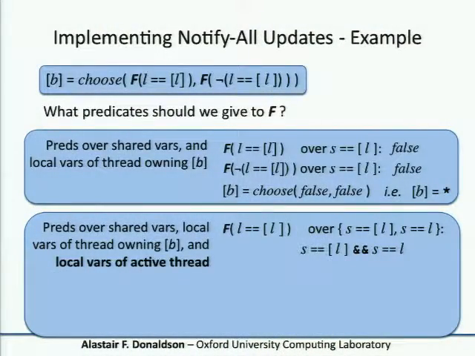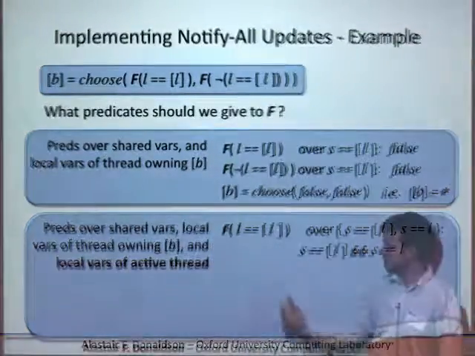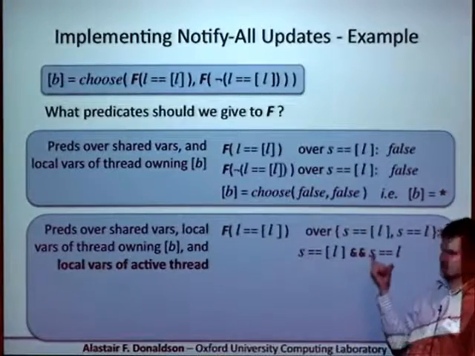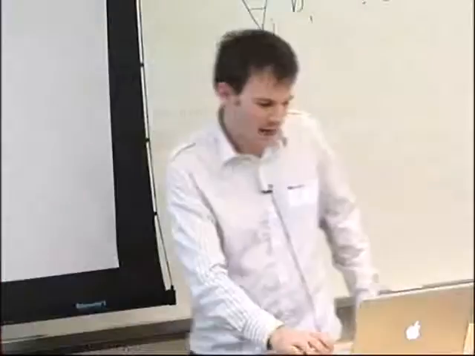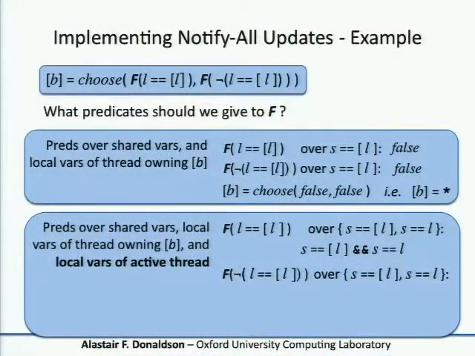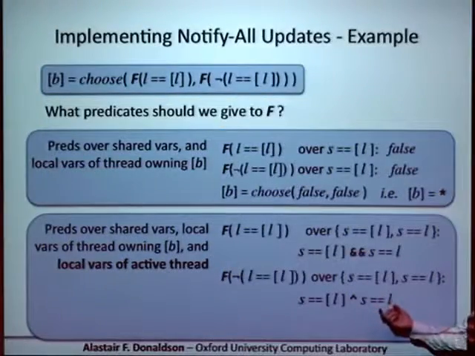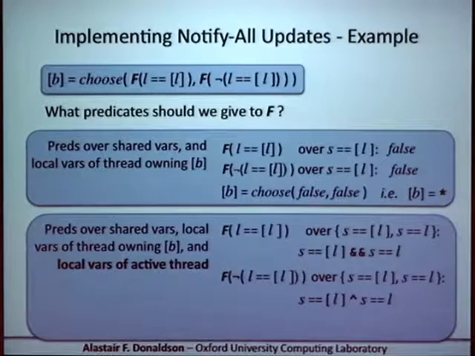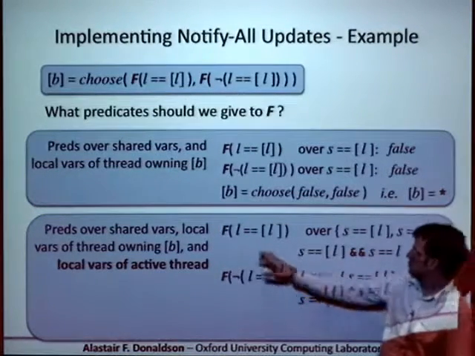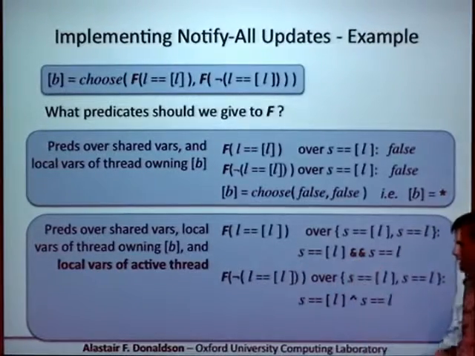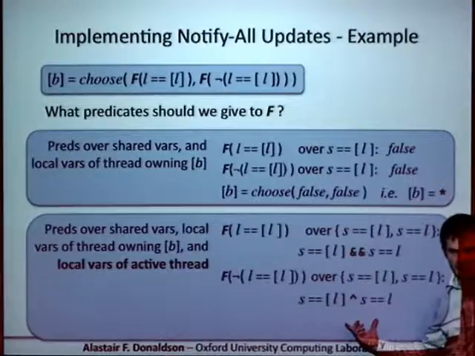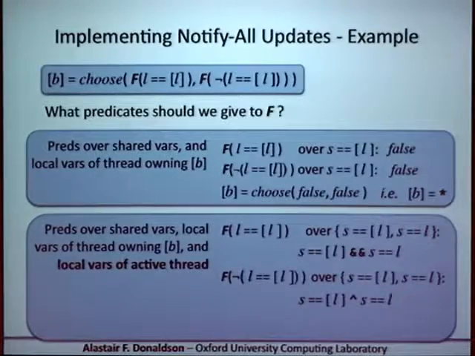We can say that L will certainly be equal to passive L if S is equal to passive L and S is equal to L, okay? Because they're both equal to S. And we can say that these things won't be equal if we have either S being equal to passive L and S not being equal to active L, or vice versa. So the strengthening of the expression is the conjunction of these predicates, and the strengthening of the negation is the exclusive OR of the predicates. And this is a much more precise thing to say.